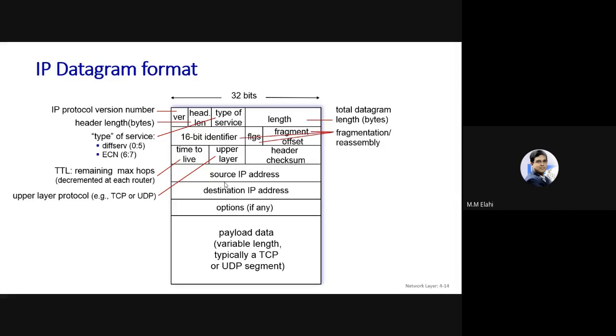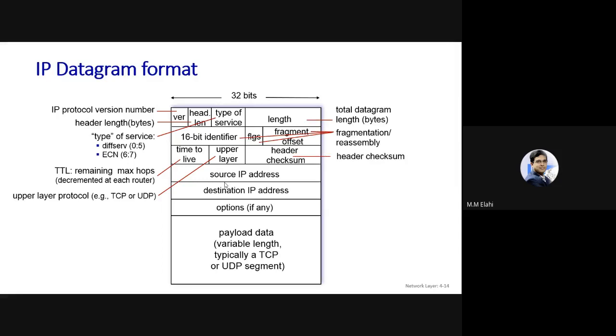Next one, very important: 3 fields in the second row. That is the 16-bit identifier, there are some flags, and there is a fragment offset. All these 3 fields in the second row are used for fragmentation or reassembly. We'll see shortly how these fields are used in the fragmentation process.